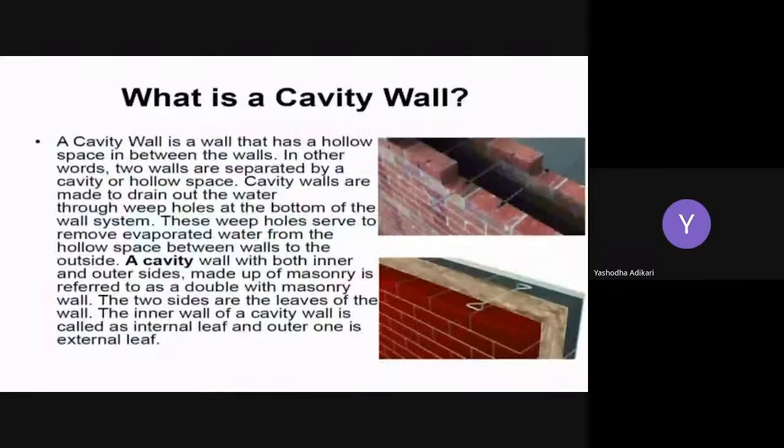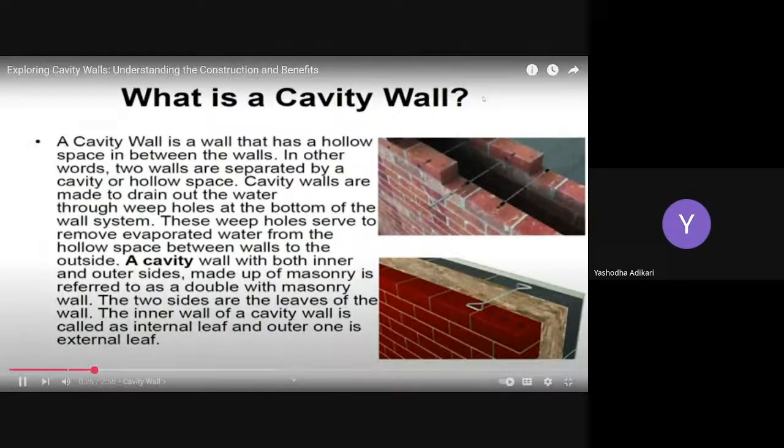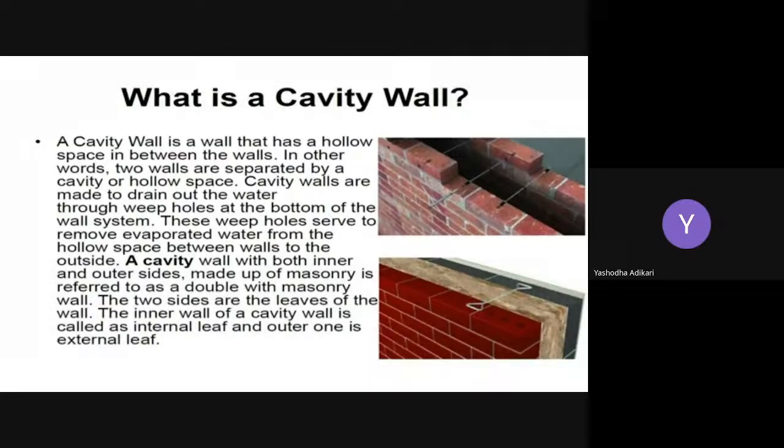Cavity wall. A cavity wall is a wall that has a hollow space in between the walls. In other words, here you can see two walls are separated by a cavity or hollow space. Cavity walls are made to drain out the water through weep holes at the bottom of the wall system. These weep holes serve to remove evaporated water from the hollow space between walls to the outside. A cavity wall with both inner and outer sides made up of masonry is referred to as a double masonry wall. The two sides are the leaves of the wall. The inner wall of a cavity wall is called the internal leaf, and the outer one is the external leaf.